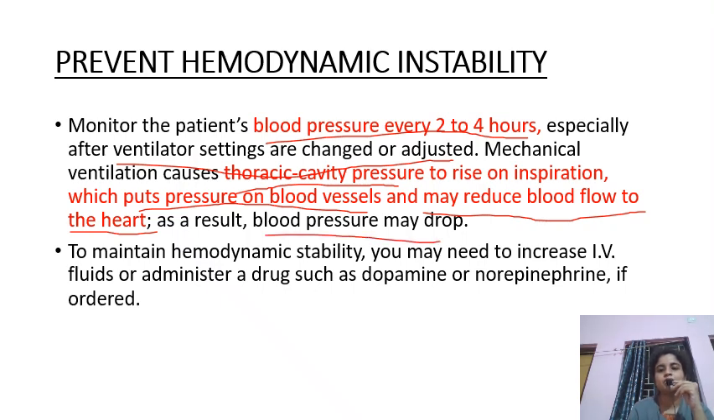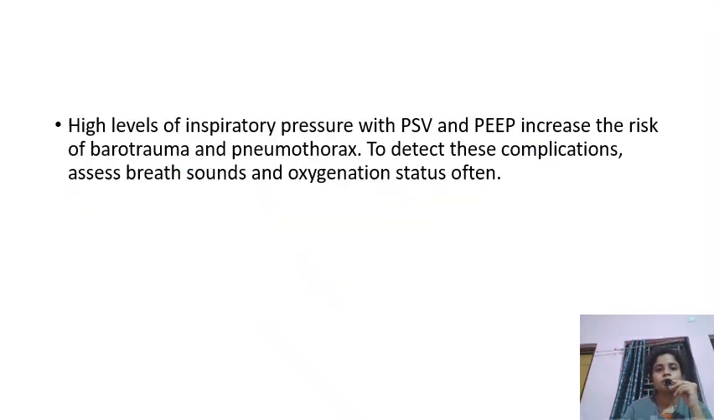And to maintain hemodynamic stability, you may need to increase the IV fluids or administer drugs such as dopamine, norepinephrine, or dobutamine as ordered. High levels of inspiratory pressure with PSV and PEEP increase the risk of barotrauma and pneumothorax. To detect this complication, assess the breath sounds and oxygenation status often. So if PSV and PEEP are more, it can cause barotrauma, and pneumothorax can be there. So always check the breath sounds of the patient and the oxygenation status.